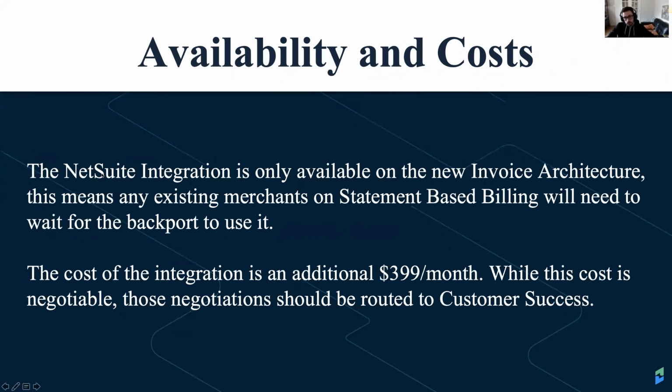Availability. So it's only the new invoice architecture. So any existing merchants on the old billing are not going to be able to utilize it until they can backport their sites, or they start a new site, of course, on invoice architecture. There is a cost associated with it. It's $3.99 a month, an additional charge. So they have their plan level, the revenue or whatever, plus this would be an added-on component, think of it that way.